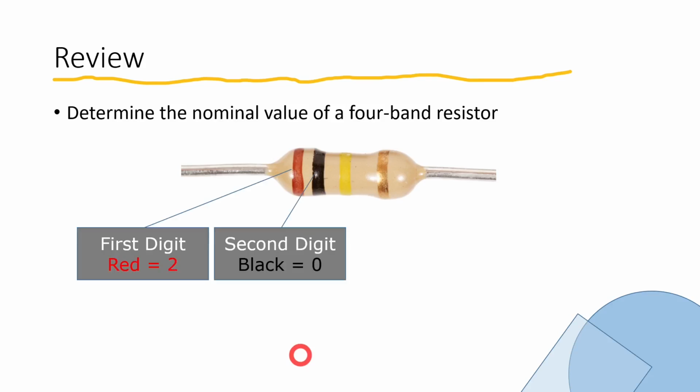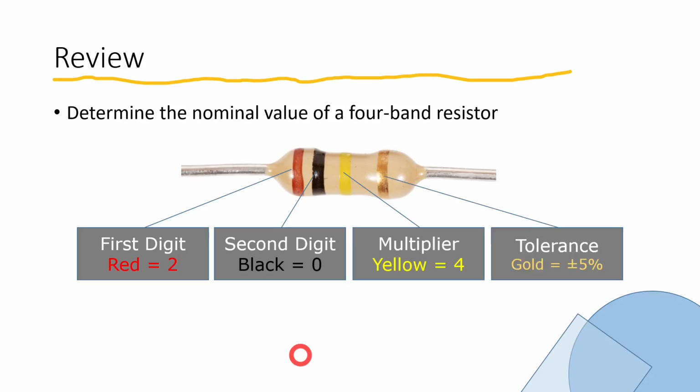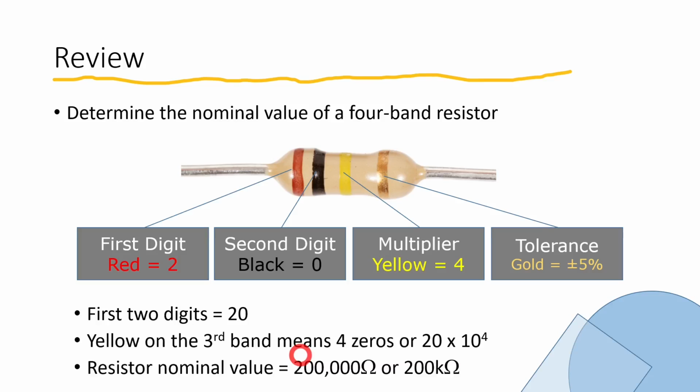Okay, so the first digit's red, that's 2. Second digit is black, that's 0. Third band is yellow, and the fourth band is gold. So the first 2 digits are 20, and the multiplier is 4, so we're going to put 4 more zeros behind that. That'll give us 200,000 ohms, or 200k ohms, is our actual value.